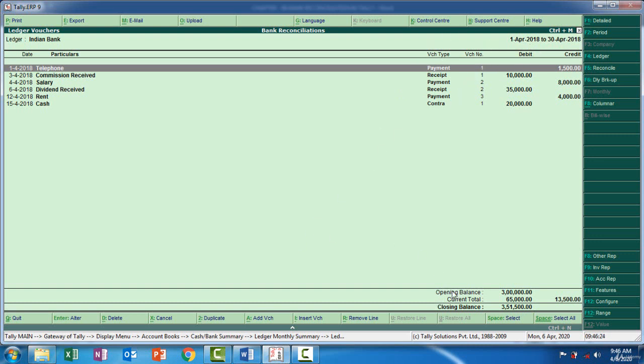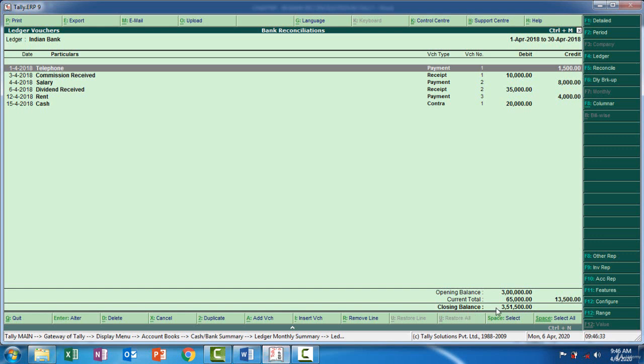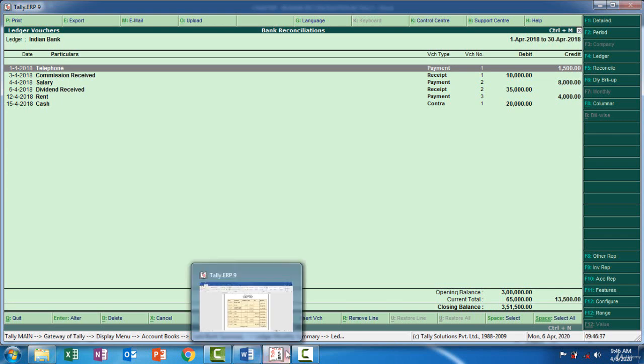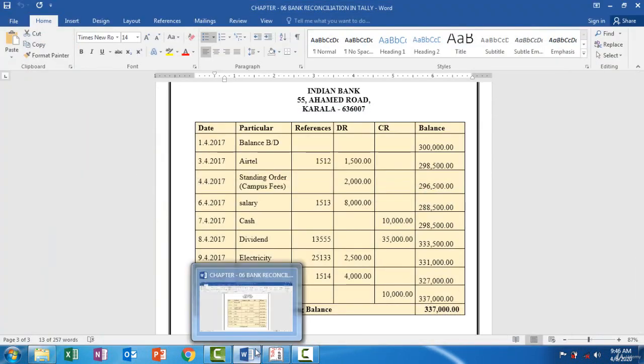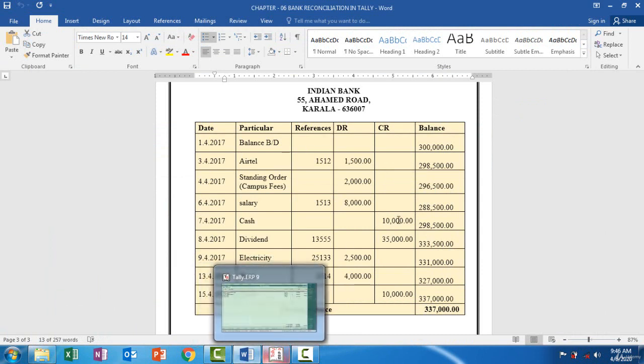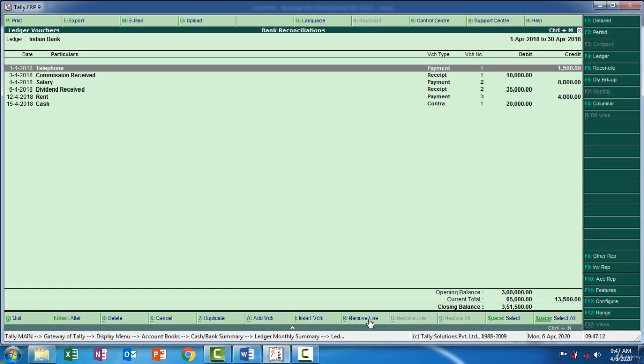You can see that the opening balance is 300,000 here, and here also the opening balance is 300,000, but the closing balance here is 351,500, and there it is 337,000. So it's a little bit different. So we have to reconcile this with the bank statement. So how can we reconcile? Reconciliation means we have to tally this balance. How can we do it?